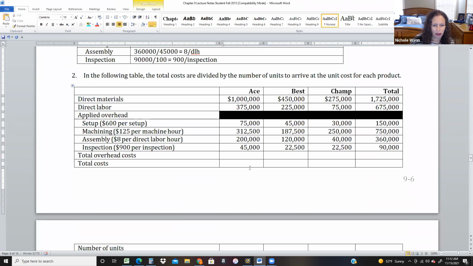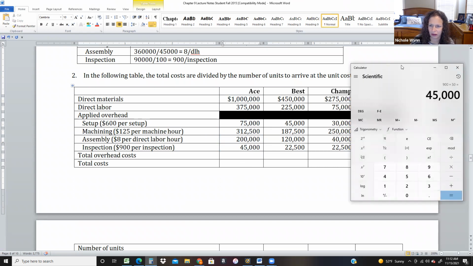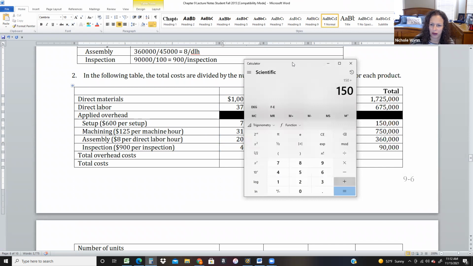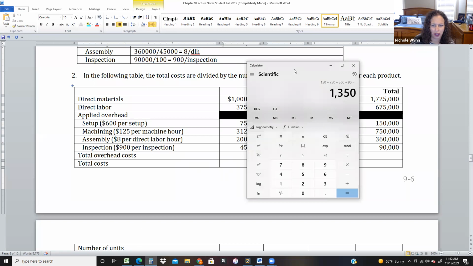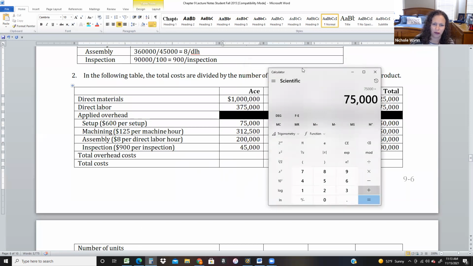Okay. So total overhead, and I don't know why I'm bothering adding up overhead. All I really need to do is add up all the costs. It's important to acknowledge that I'm still allocating 150, 750, which is 900, and 360 and 90 for a total of 1,350,000 of overhead. I'm just spreading it out differently, so I'm adding it up differently. So the total overhead for ACE is 632.5.